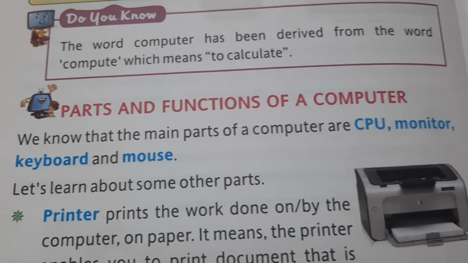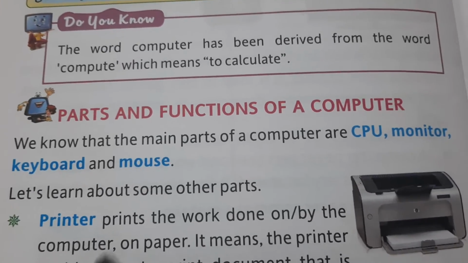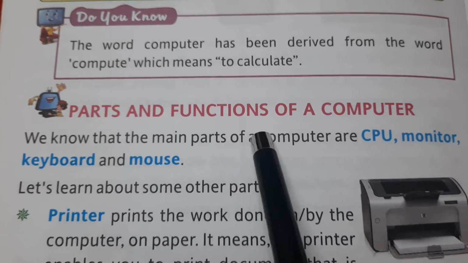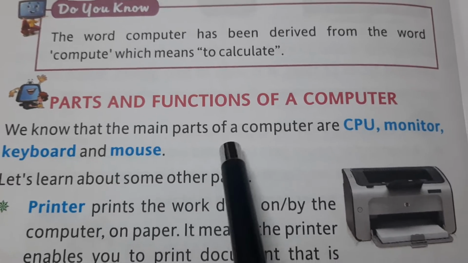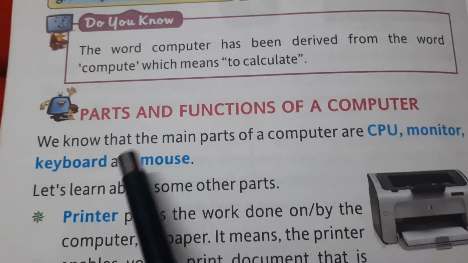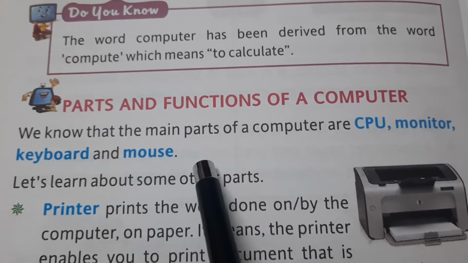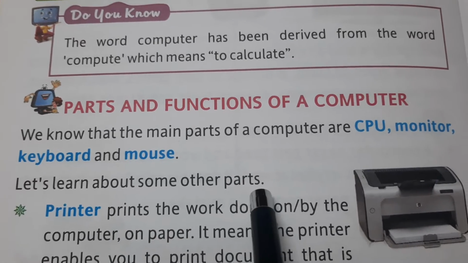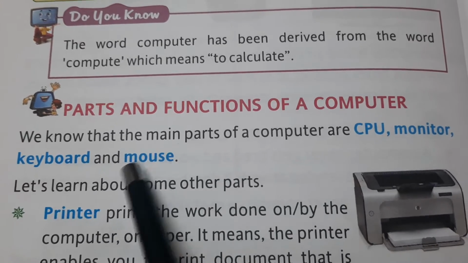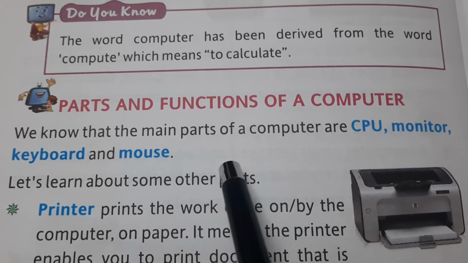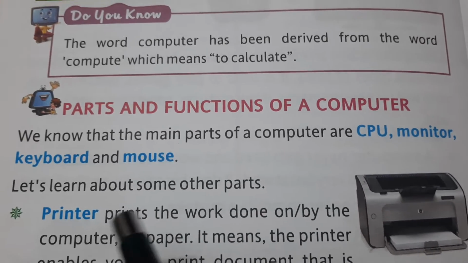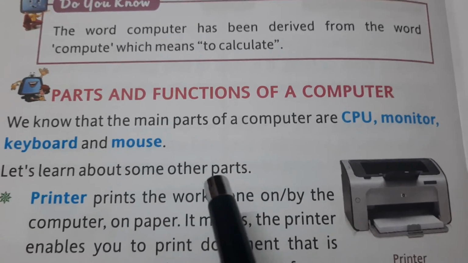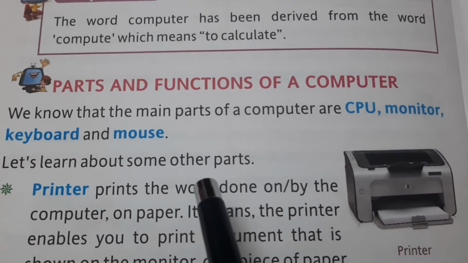Okay. So I am on page number 6, lesson 1, parts and functions of a computer. We know that the main parts of a computer are CPU, monitor, keyboard and mouse. Let's learn about some other parts. About all these main parts of the computer you have studied in class 1 also. Even some other parts you have studied, but let's see something more about the other parts.